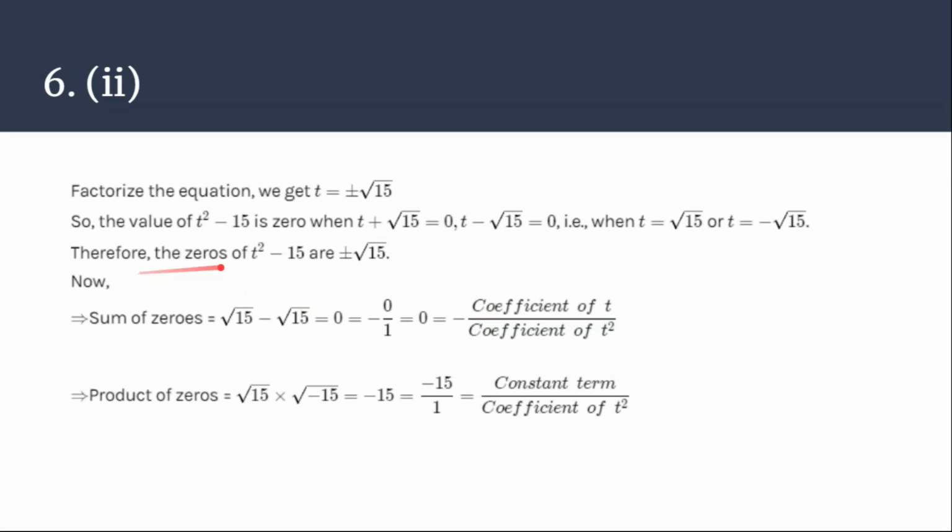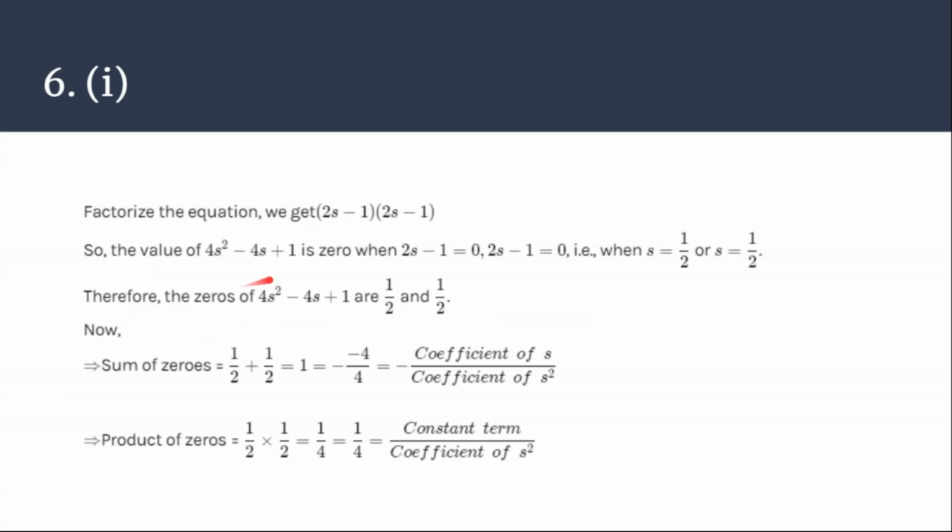This one is easy. Factorize the equation, you will get 2s minus 1 into 2s minus 1. Should I solve this? Anybody wants me to solve this? It's just splitting of the middle term. So basically 4s square minus 4s plus 1. The product of the first and last term, that's 4. So you express 4s in terms of numbers which add up to 4, right? So it will be 4s square minus 2s minus 2s plus 1. That's how you get this. That's how you get half and half. Yes, it's half for both.